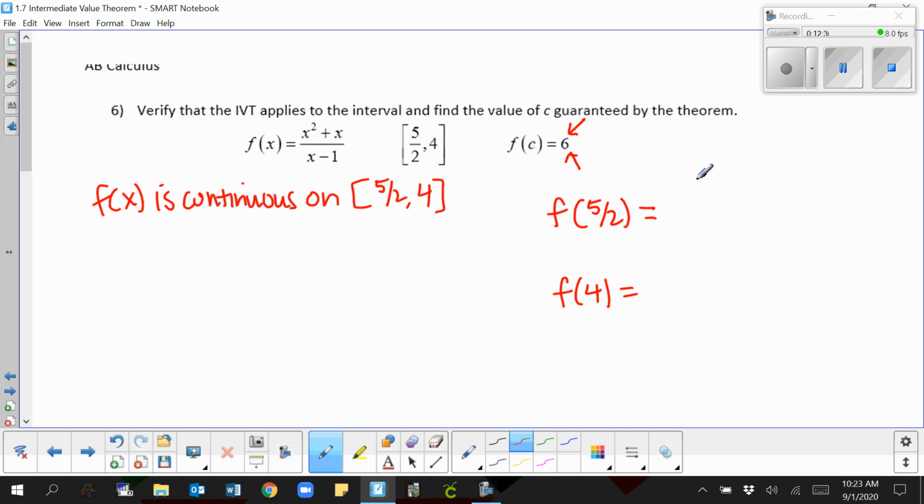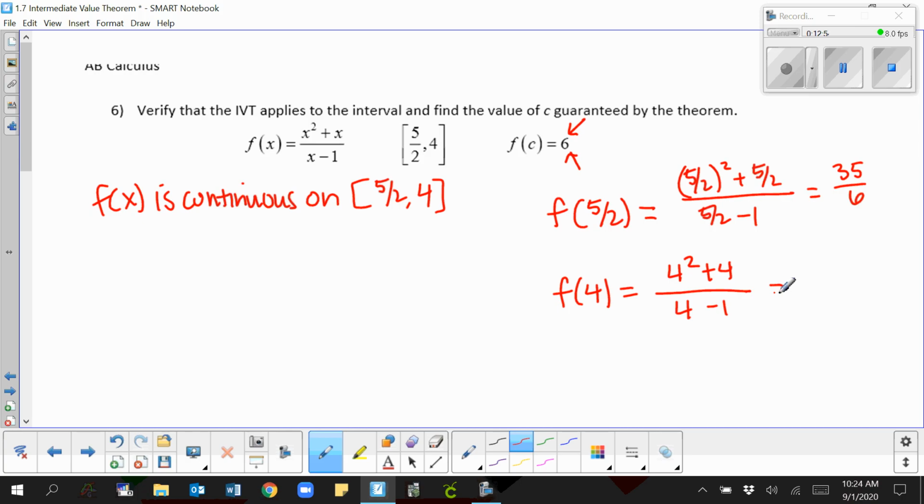So when I plug 5/2 in, I'm going to have 5/2 squared plus 5/2 over 5/2 minus 1, and that ends up getting me 35 over 6. And then when I plug in 4, I'm going to have 4 squared plus 4 over 4 minus 1, which ends up giving me 20 over 3, or to rewrite it so we have the same denominator, that's going to be 40 over 6.